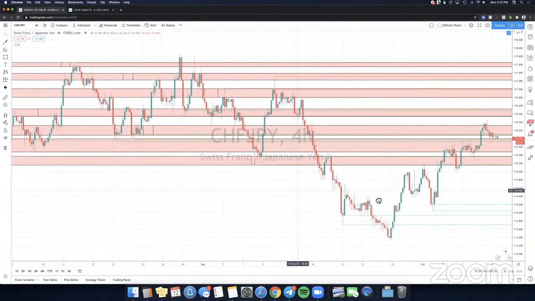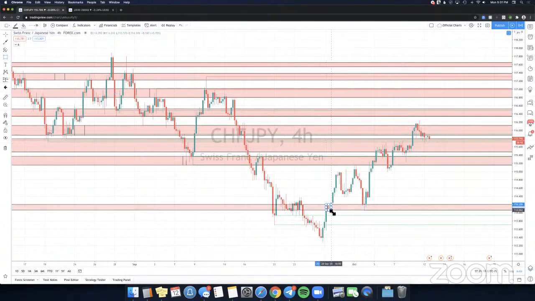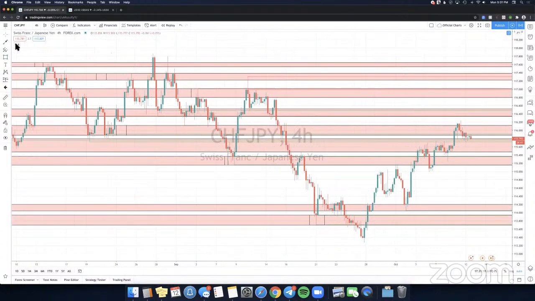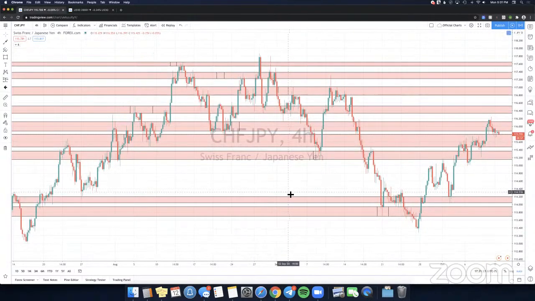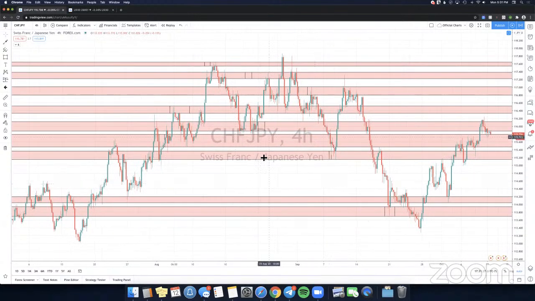Pairs like CHFJPY are kind of messy too because they're both safe haven currencies. So they generally move in the same direction when there's coronavirus news or some type of US news, and that's why there are so many zones so close to each other. But yeah, check out CHFJPY right here. You can see that the zones are lined up pretty perfectly. There's a lot of zones, but you can see that price generally rejects off these zones pretty nicely.